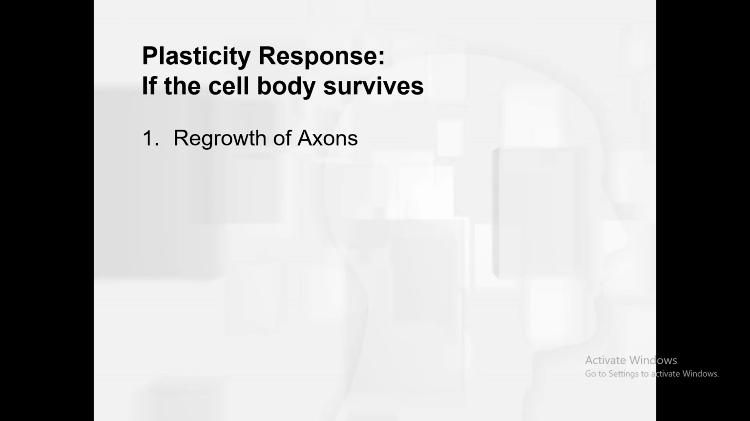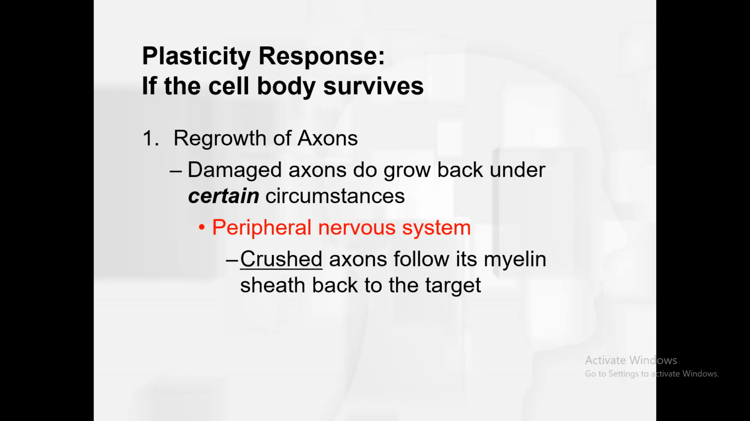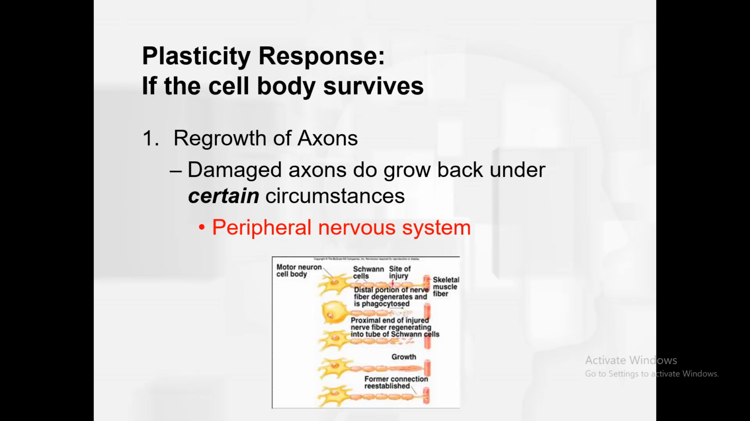Now again, this type of plasticity is most commonly going to occur when the cell body survives. However, it's going to depend on the severity of that damage and the location of that damage. The idea is that damaged axons do grow back under certain circumstances. So in the peripheral nervous system, a crushed nerve might be able to follow its myelin sheath back to the target. The myelin acts as a guide, and that's what you can see here.